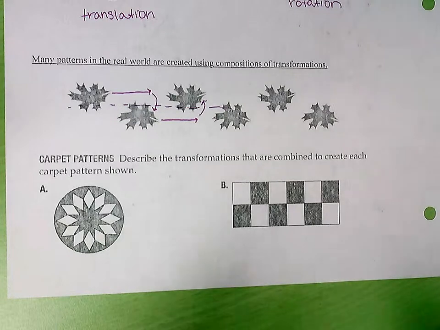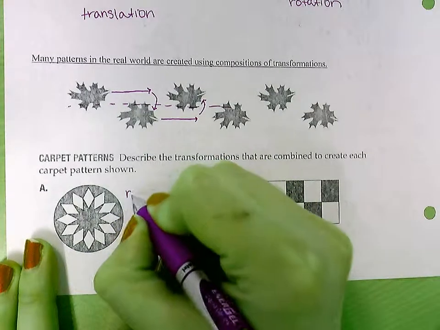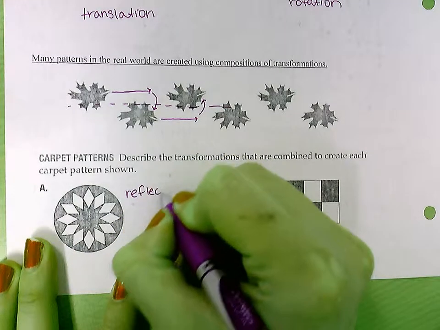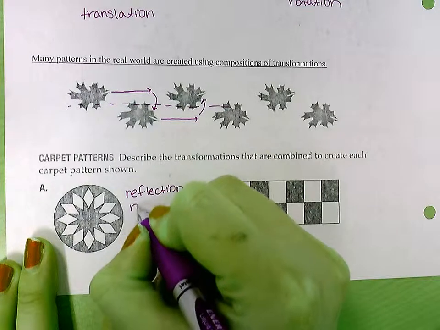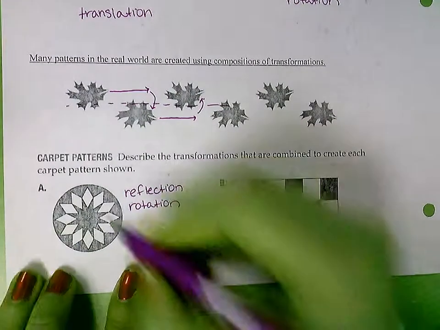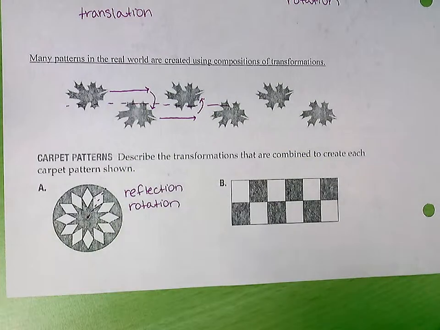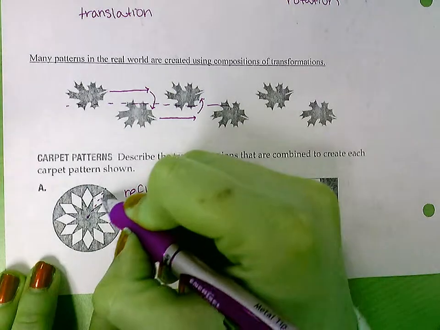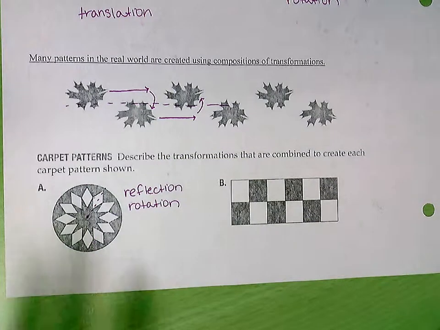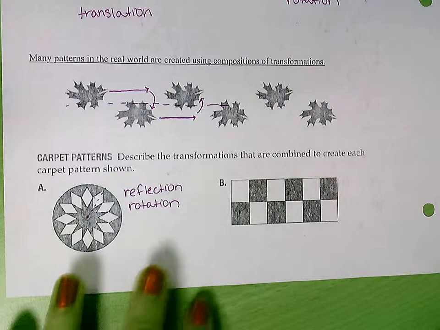All right, so for carpet pattern A, I said it could be a reflection and a rotation. Okay, so it could reflect over a line to create that other, to create a full diamond shape there, and then it could rotate around that center point, okay, to create that circle.